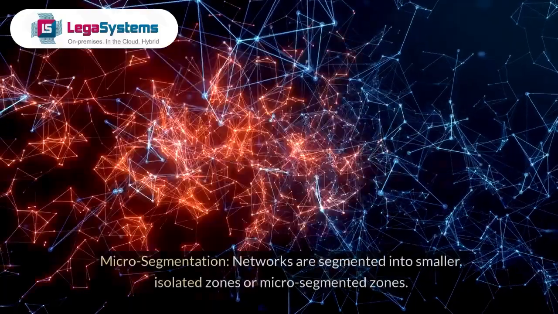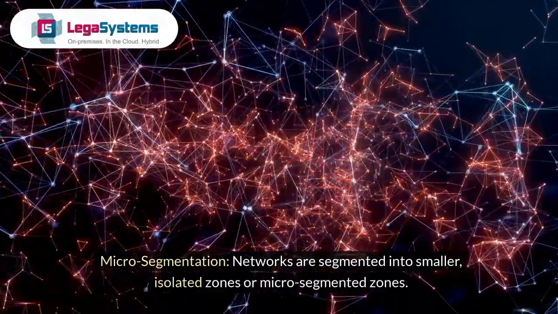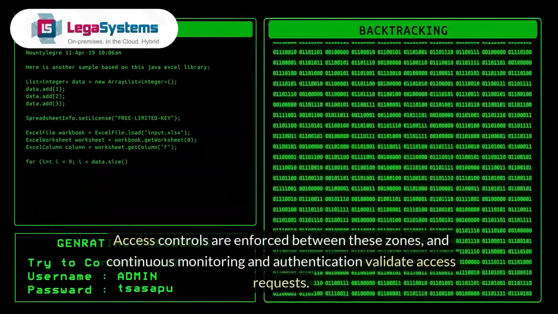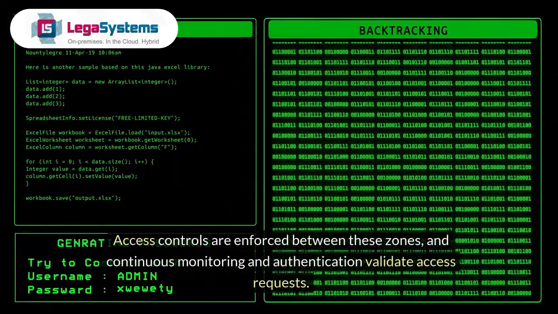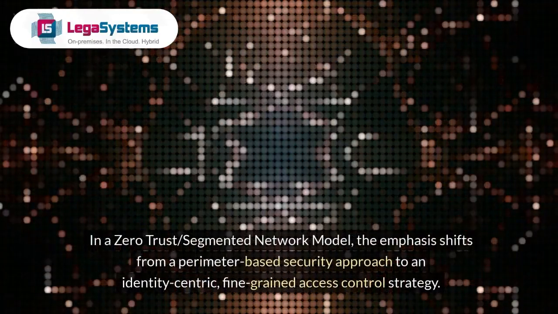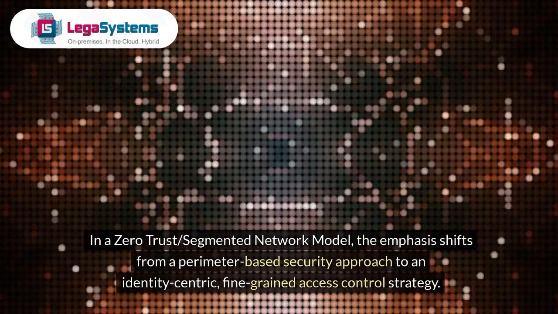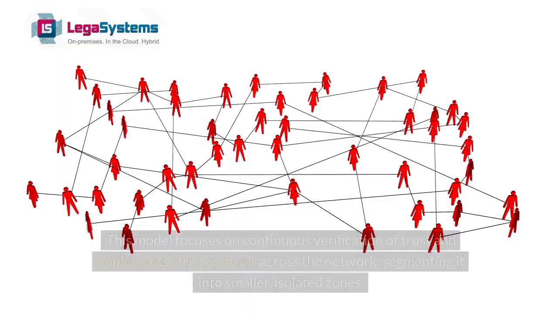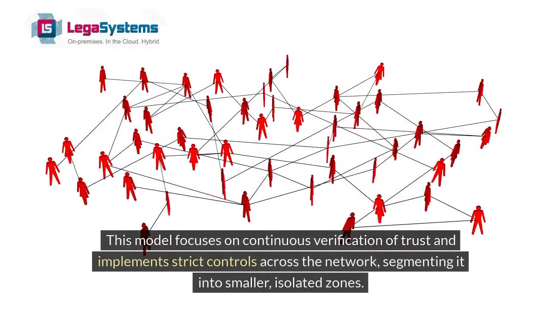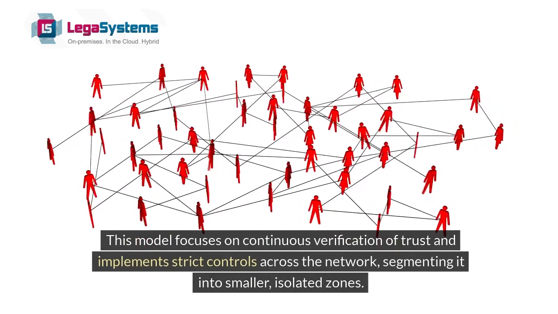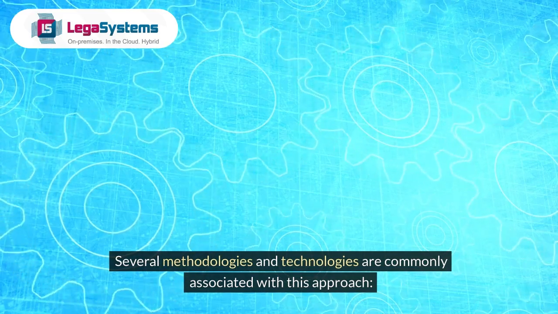Micro-segmentation. Networks are segmented into smaller, isolated zones or micro-segmented zones. Access controls are enforced between these zones, and continuous monitoring and authentication validate access requests. In a zero-trust, segmented network model, the emphasis shifts from a perimeter-based security approach to an identity-centric, fine-grained access control strategy. This model focuses on continuous verification of trust and implements strict controls across the network, segmenting it into smaller, isolated zones. Several methodologies and technologies are commonly associated with this approach.